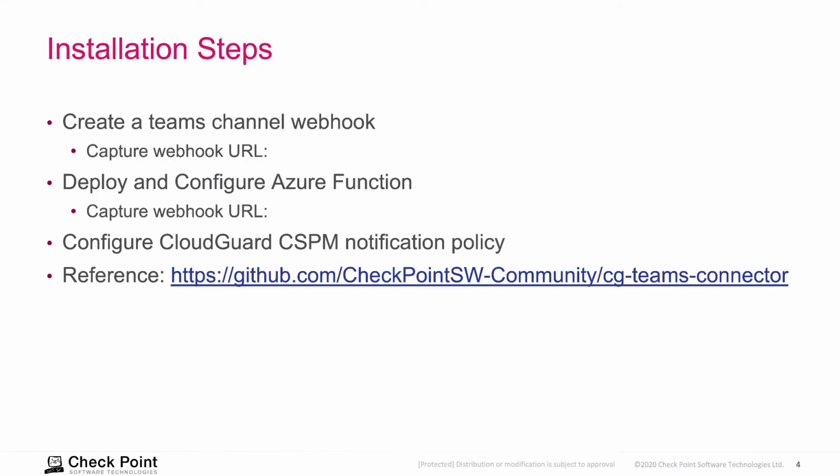First, we're going to create a webhook for your Teams channel. This is the Teams channel where you and your team are going to consume events from CSPM. Then we're going to deploy and configure the Azure function. This is what will connect CSPM and your Teams channel together. Don't forget to capture the webhook for both the Teams channel and also the Azure function, because we're going to need this information later on in the configuration.